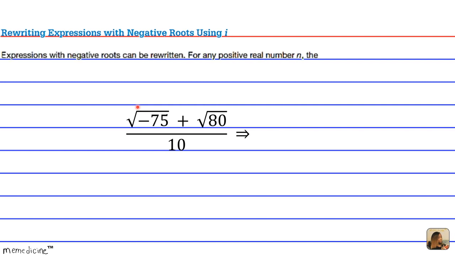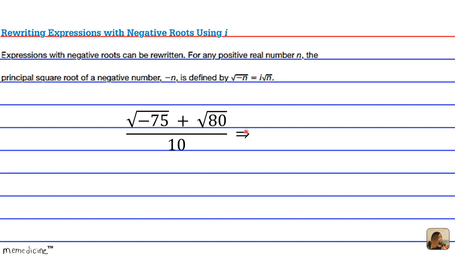And you should understand that expressions with negative roots can be rewritten. For any positive real number n, the principal square root of a negative number, negative n, is defined by the square root of -n. In this case, -n is -75, which is equivalent to i times radical n. And this portion can take many forms.